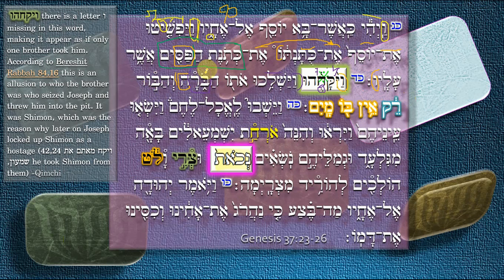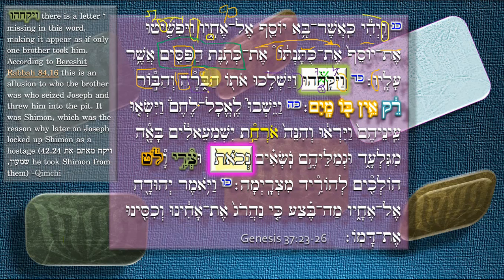Look here, we have the same word spelled differently here and here. Right here we have what is called the full spelling, with the vav and the cholim, and here this is called the defective spelling, where it's shortened up to the cholim, without a vav. So this is kind of what Kimchi was talking about over here, right?